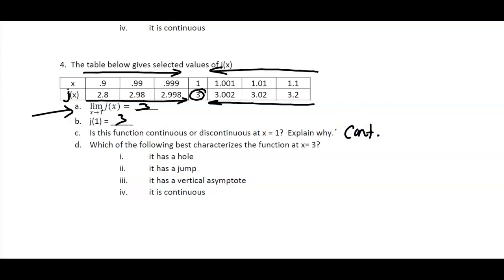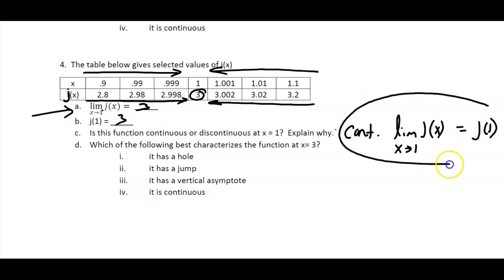Why is it continuous? Because the limit as x approached 1 existed, and the value of the function, let me back up actually, make sure I put the right letter here. This was supposed to be j. The limit of the function existed, and the value of the function existed, and they were both 3, so they're both equal to each other. So here's my reason. You do need to be able to explain your reason.